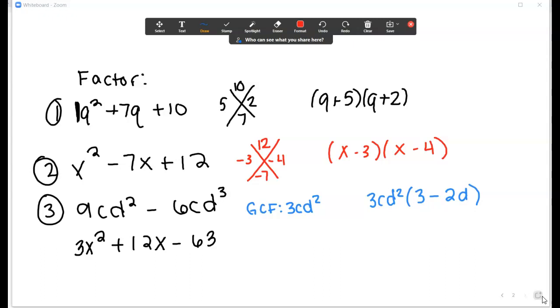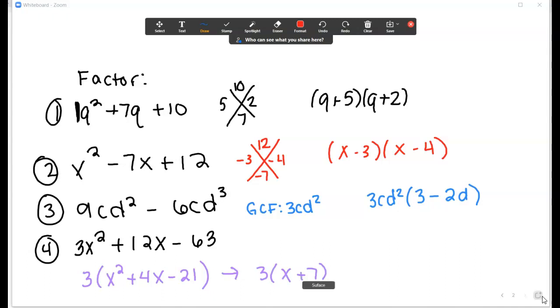And then in the last one, you had two choices here. The first thing, or what I saw, is that everything divided by a 3. So I took out a GCF of 3, leaving me with x squared plus 4x minus 21, which factored as x minus 3 and x plus 7. If you didn't take out your GCF, then you would have set up your magic x.